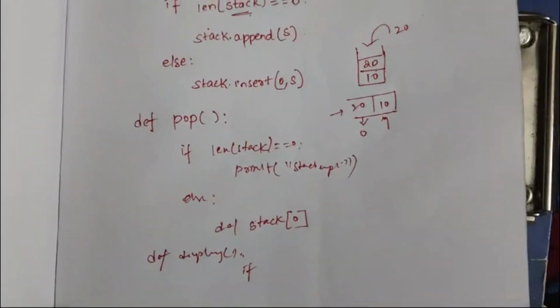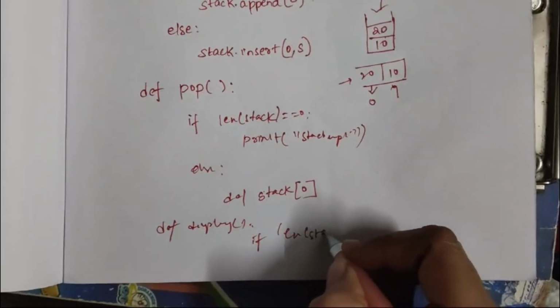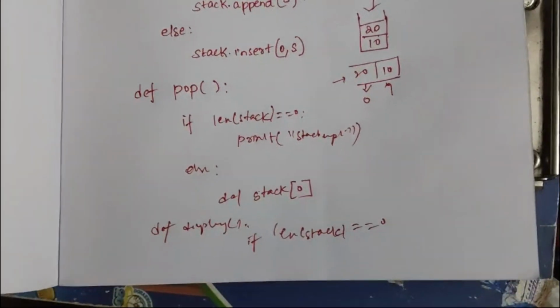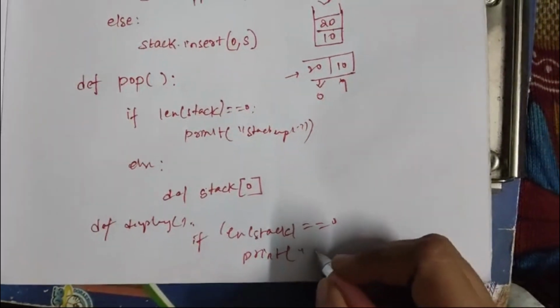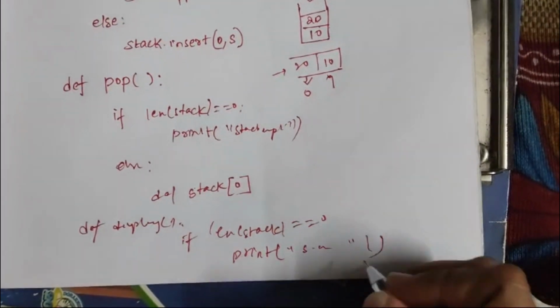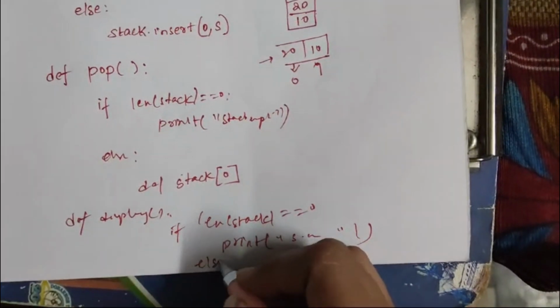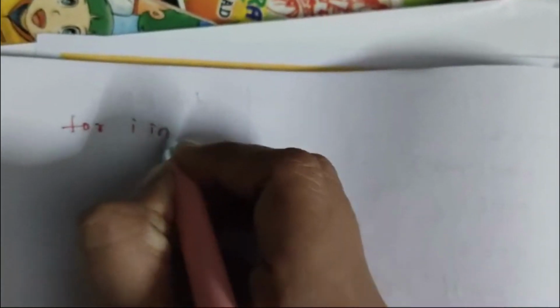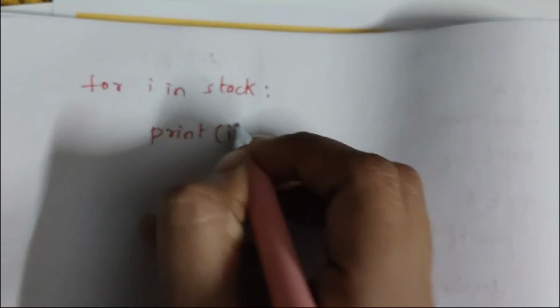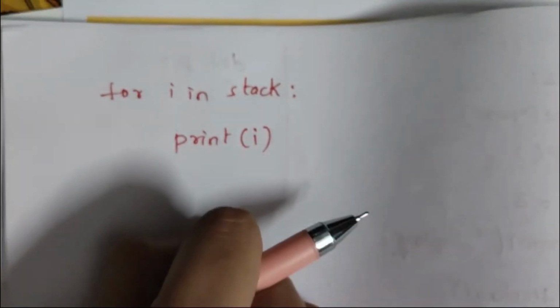Next, display. If the length of the stack is equal to 0, then print stack empty, nothing to print. Okay, else, in the else what you need to write is: you need to print each and every element, right? So you need to write a for loop, for i in stack, print i. Every element will be printed if the stack is not empty.